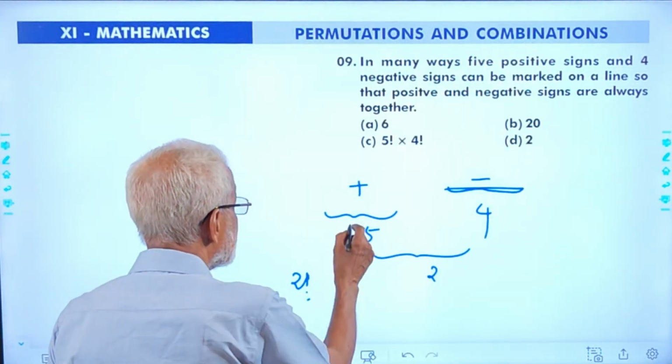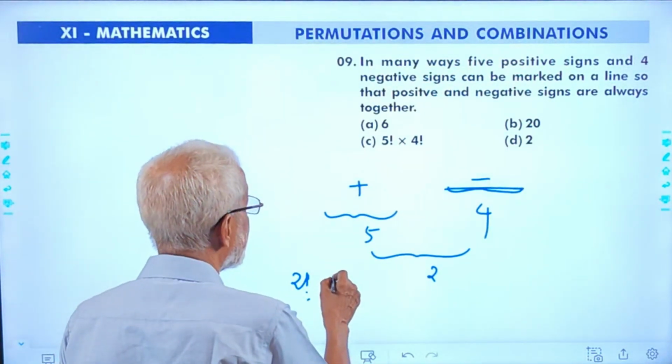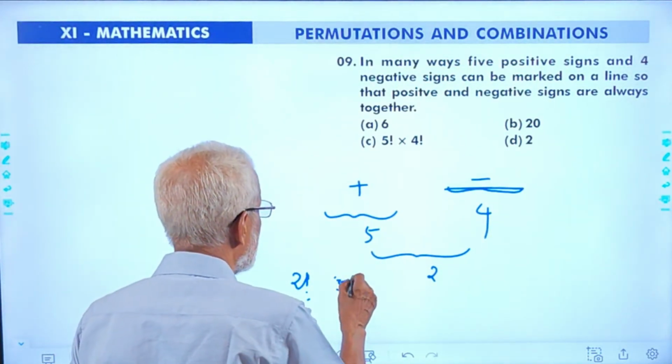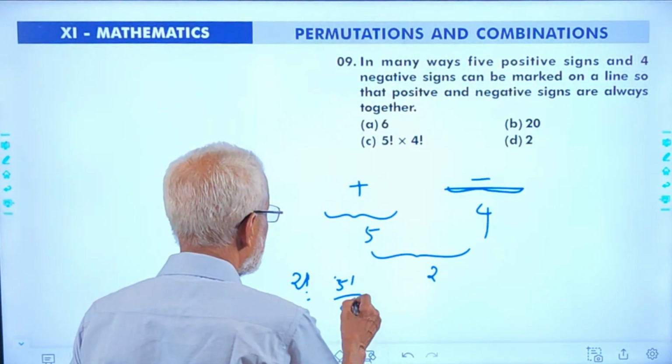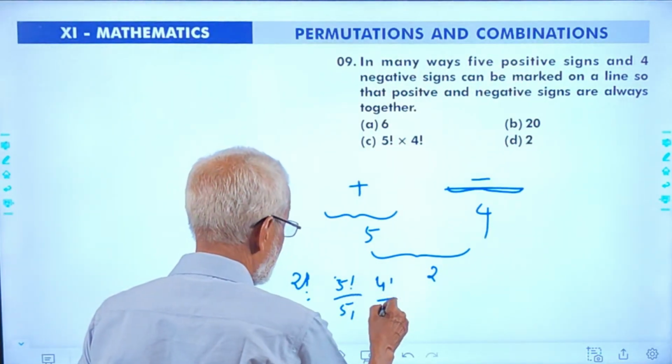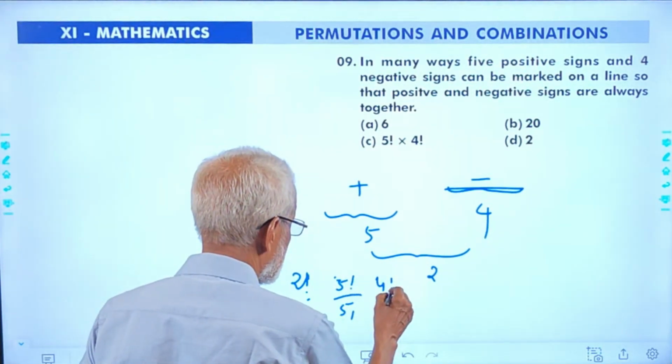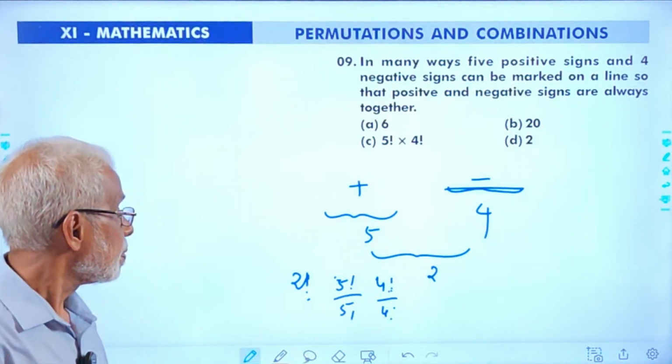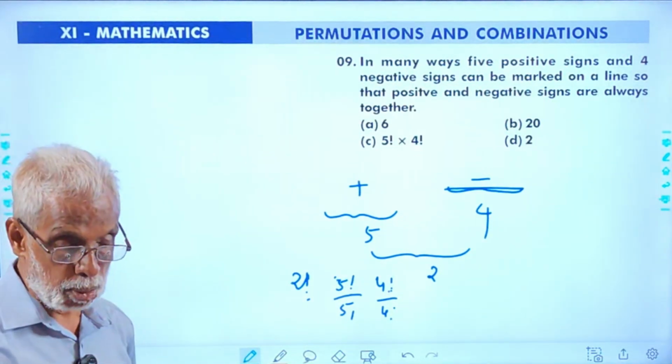And positive signs are identical. 5 factorial by 5 factorial into 4 factorial by 4 factorial. Okay. The correct answer is 2.